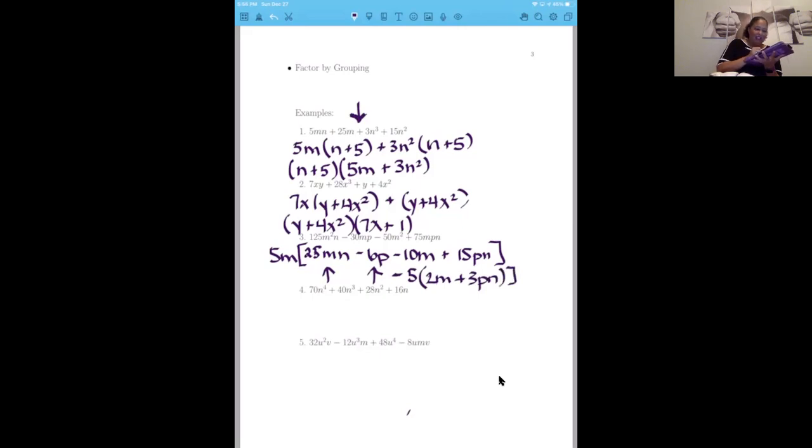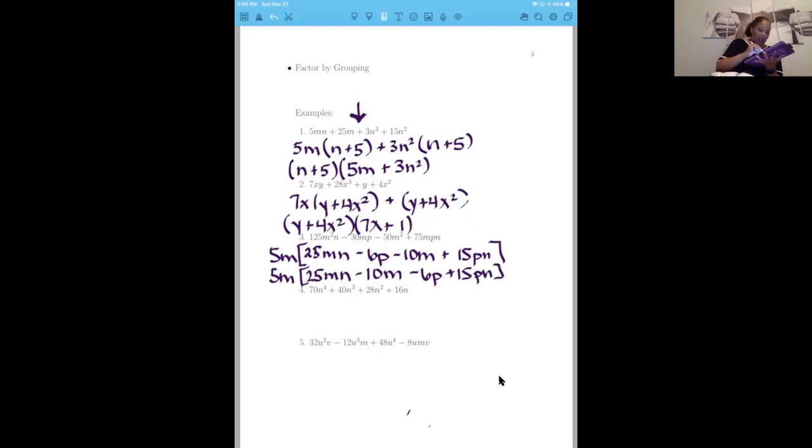All right, now that doesn't look like it has anything in common with those first two. So what I'm going to do is go ahead and reorder them, so that I can factor out an m from the first two terms and a p from the second two terms. So now I have 25mn minus 10m minus 6p plus 15pn. All right, so nothing changed. The only thing I did was switch the first two terms around.